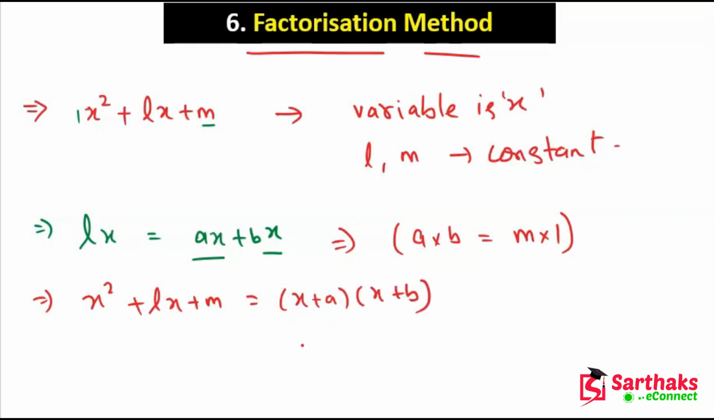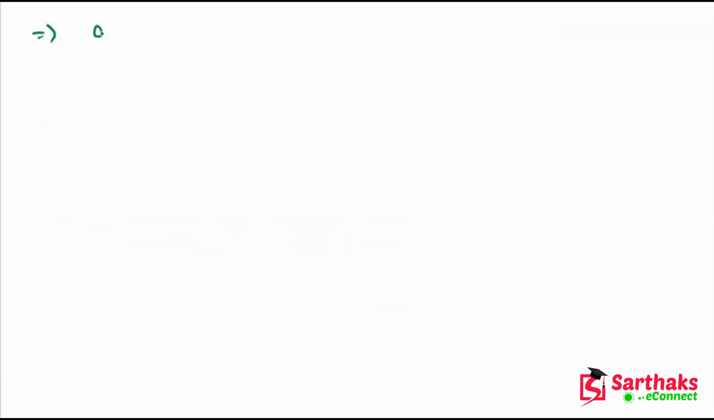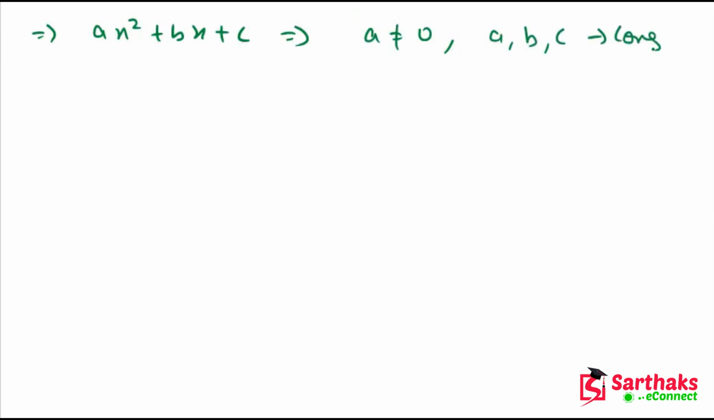Now we try to factorize a standard form. Let's suppose we have a standard form ax square plus bx plus c. In this case, a is not equal to 0, and a, b and c are constants. We have to factorize the polynomial ax square plus bx plus c by splitting the middle term. I hope you understand these things.